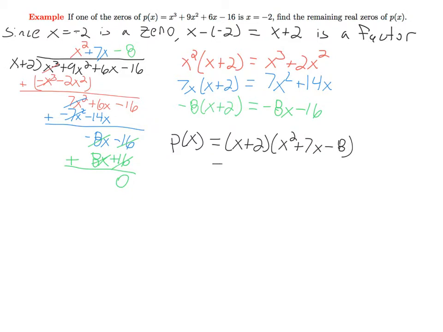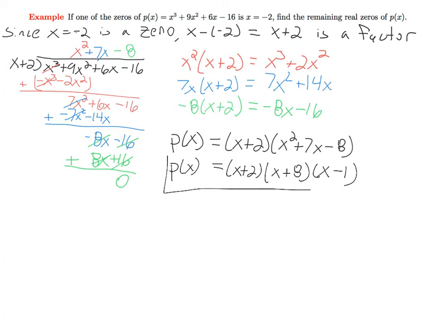We know how to factor quadratics, or at least when it's possible. And so here I can factor this quadratic into x plus 8, for example, and x minus 1. Okay, and we can check that that gives us x squared plus 7x minus 8. So now we've factored p of x into 3 different linear factors, and for each of these factors we get a zero.